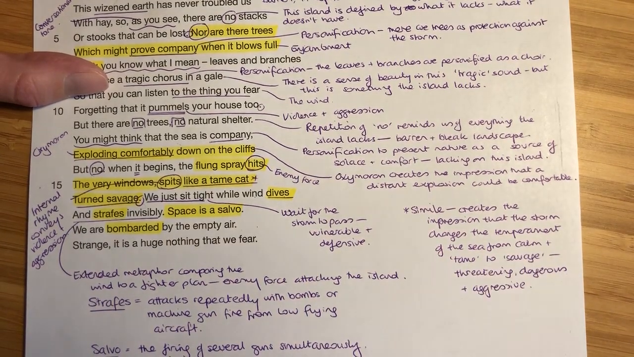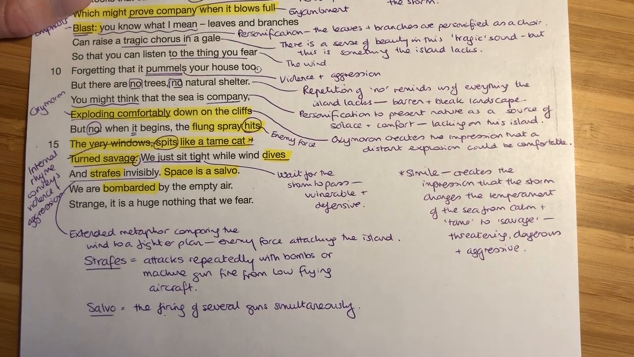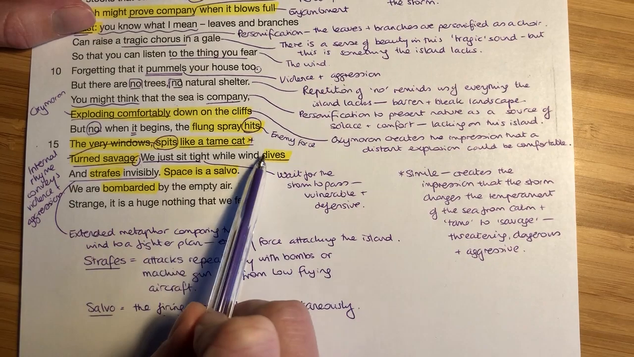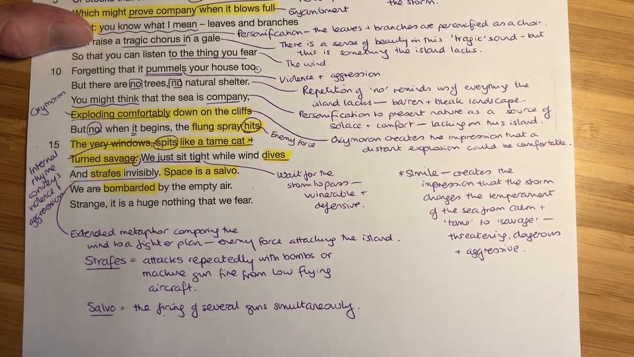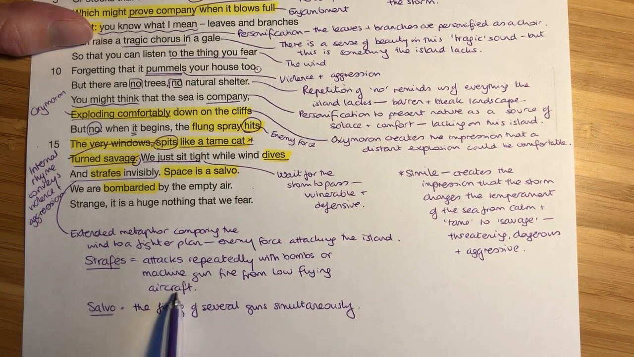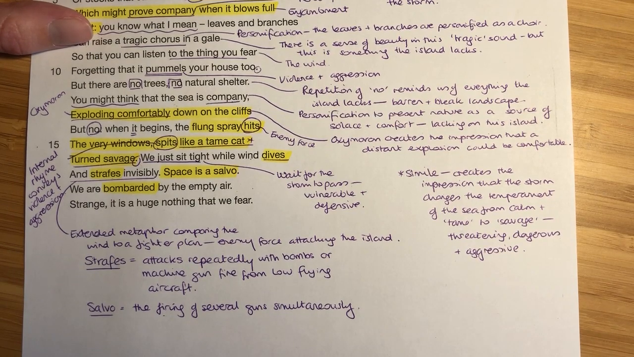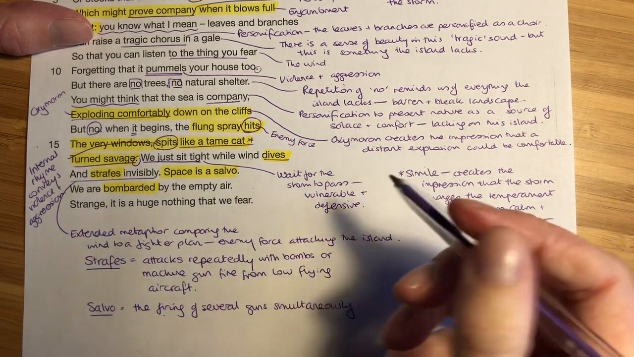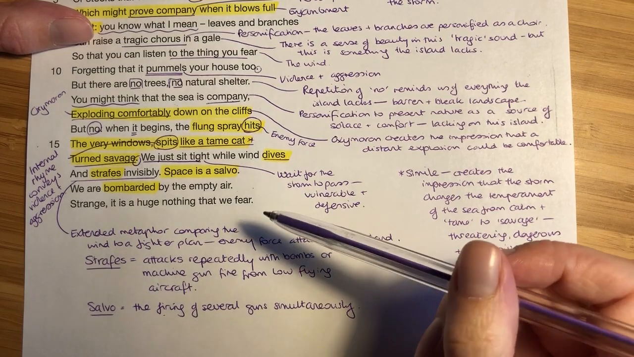And he develops this extended metaphor using a series of verbs which create this sense of violence, which create this sense of attack. So we just sit tight while wind dives and strafes invisibly. Now, to strafe, to attack repeatedly with bombs or machine gun fire from low-flying aircraft. So the wind is attacking them with the force of its power. Dives and strafes invisibly. Invisibly, of course, because unlike a fighter plane, unlike something you could see, an enemy attacking you, the wind is invisible. It simply attacks the house and there's no way that they can really protect themselves against it.